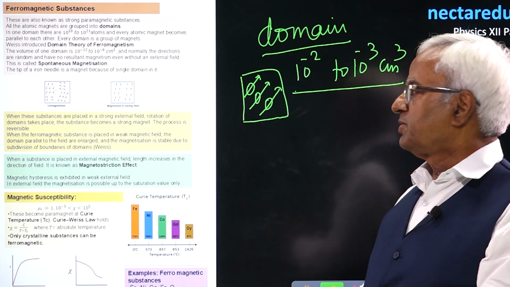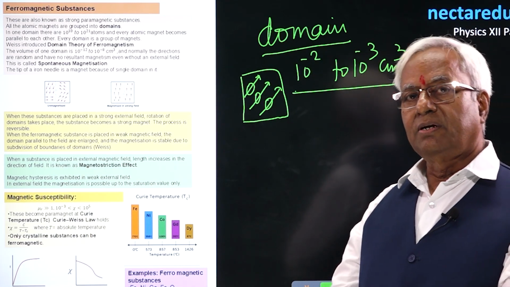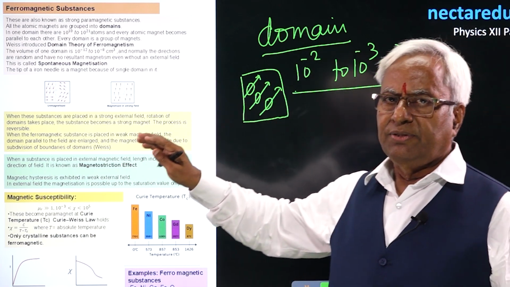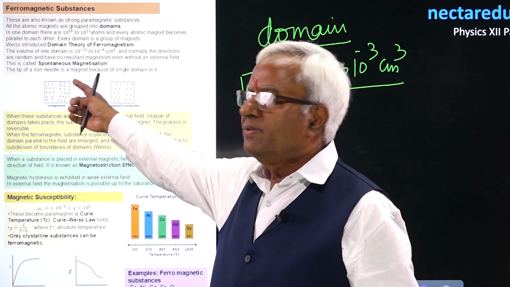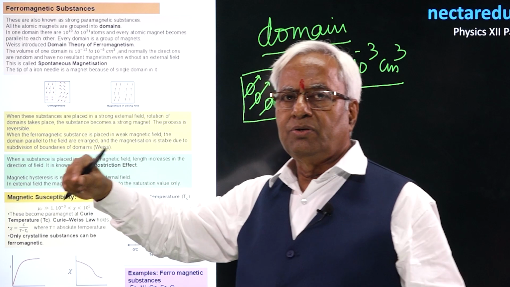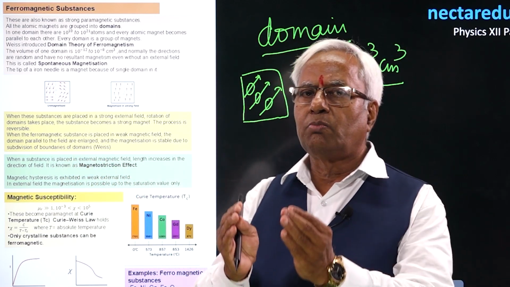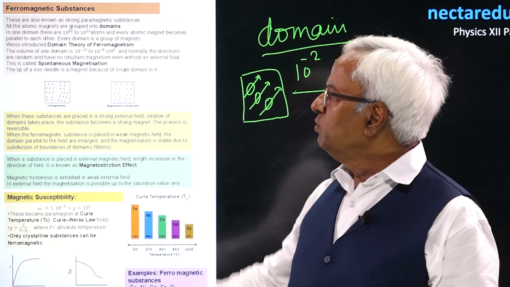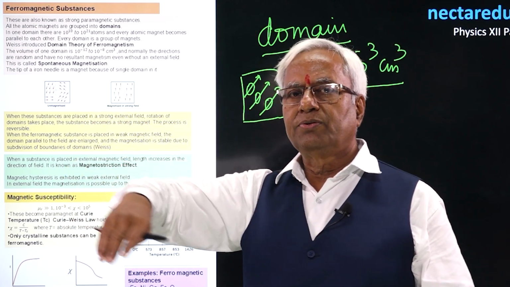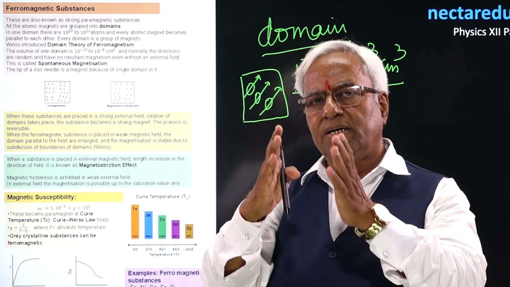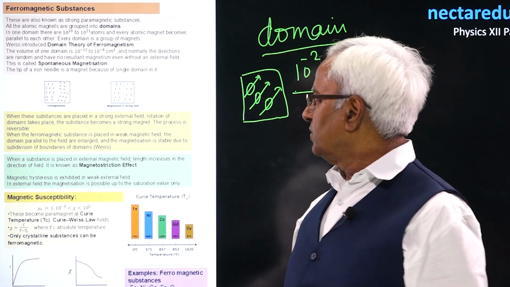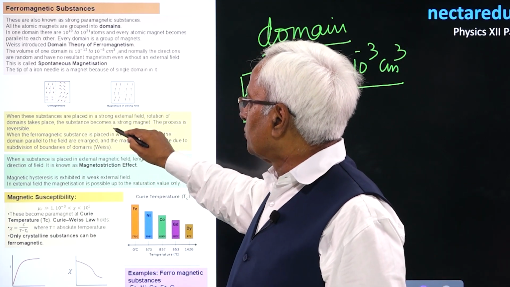Now, how do these substances behave in an external magnetic field? Normally, I told you, this is the normal condition: the domains are randomly arranged and they cause either no magnetization or very small magnetization. But as soon as you place these substances in a strong magnetic field, all the domains rotate and become parallel to the external field. This whole process is a reversible process.